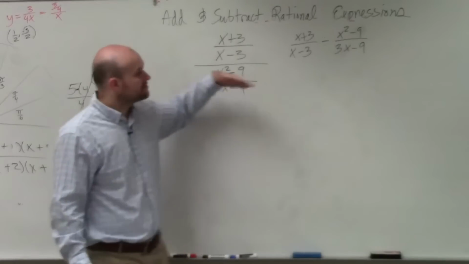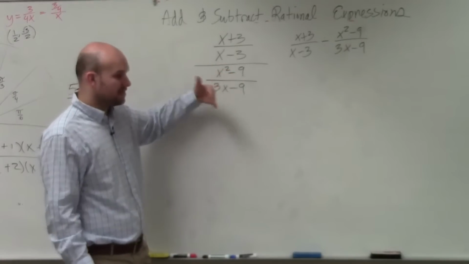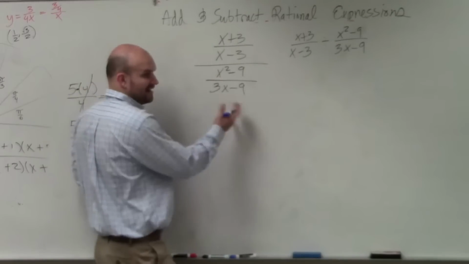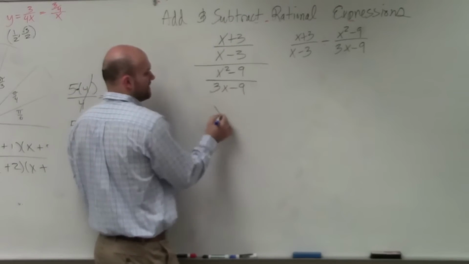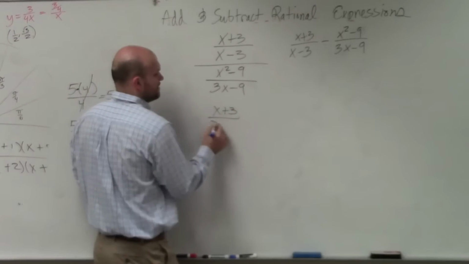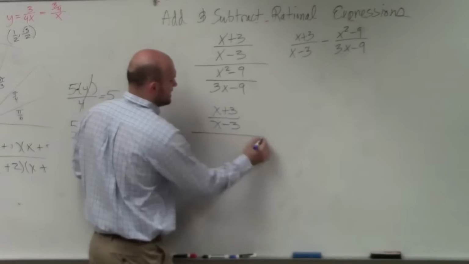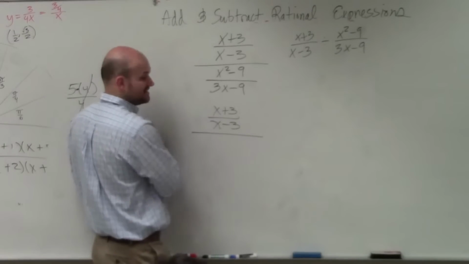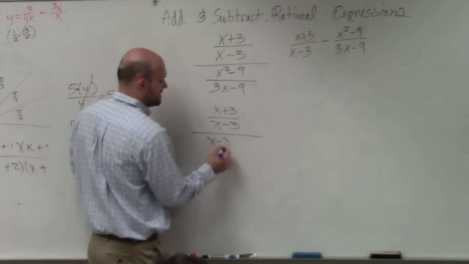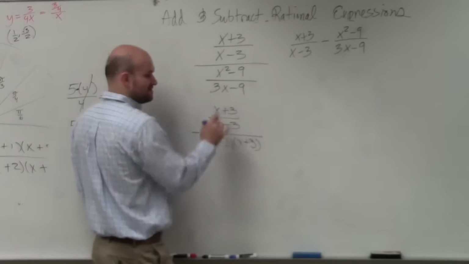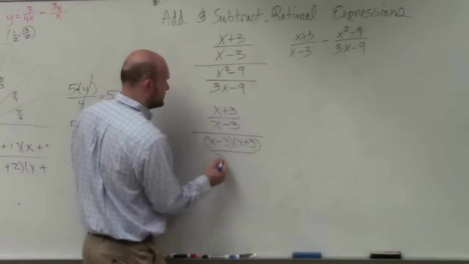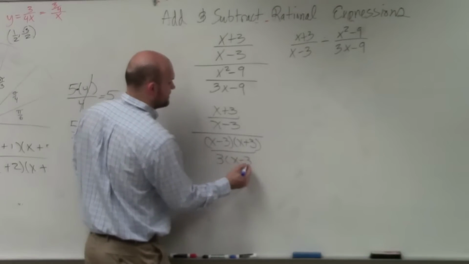All right? So again, just like we did before, we want to simplify. Now I'll write it down below. So we have x plus 3 divided by x minus 3. I can't simplify that. However, x squared minus 9, I can simplify to x minus 3 times x plus 3. And 3x minus 9, I can simplify to 3 times x minus 3.